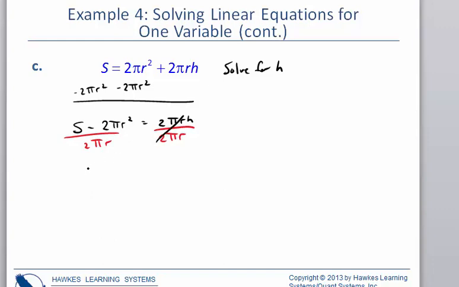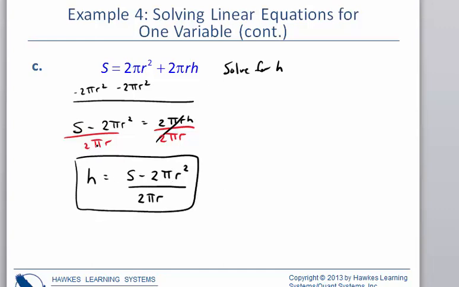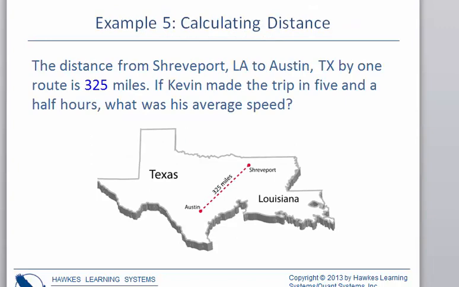And so again, I'm going to turn it around. H is equal to S minus 2 pi R squared over 2 pi R. So we can definitely see that type of problem where we're given a formula that we'll be using in applications, and we may need to solve that formula for a particular variable. We also have several other application problems that we want to look at.